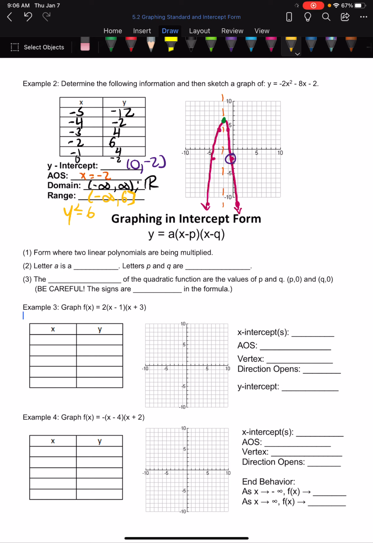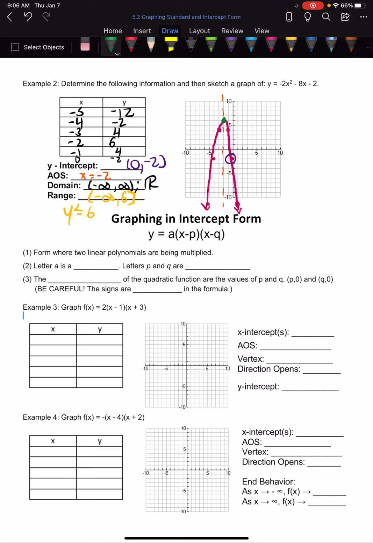Guys, we're continuing on lesson 5.2, graphing standard and intercept form of quadratic functions. So now let's go into graphing in intercept form. The intercept form of a quadratic function is y equals a multiplied by x minus p multiplied by x minus q. So this is the form where two linear polynomials are being multiplied.